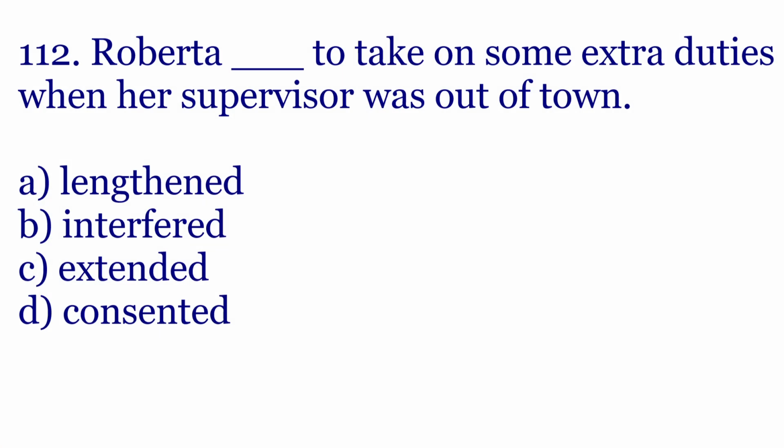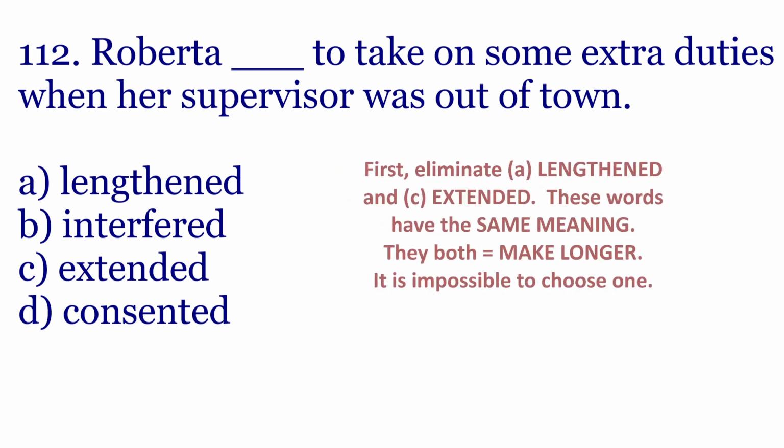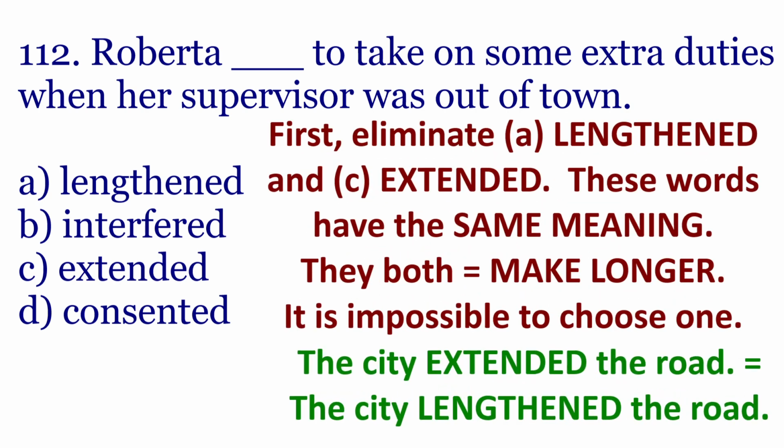112. Grammar will not help you with this question. All of these verbs are simple past, so we need to use vocabulary knowledge. First, eliminate lengthened and extended. They mean the same thing, to make longer. For example, the city extended the road, so they made the road longer. You could also say the city lengthened the road, made the road longer. If both words are the same thing, then you can't pick one.